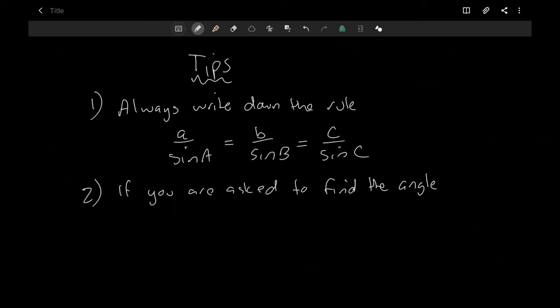Tip number 2, if you're asked to find the angle, you can always invert the sine rule just to make the calculations a little bit easier. So you could say sine A on a is equal to sine B on b is equal to sine C on c.